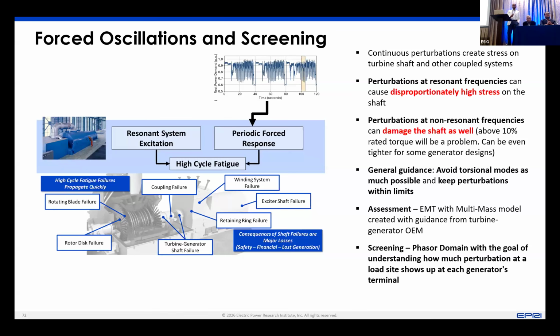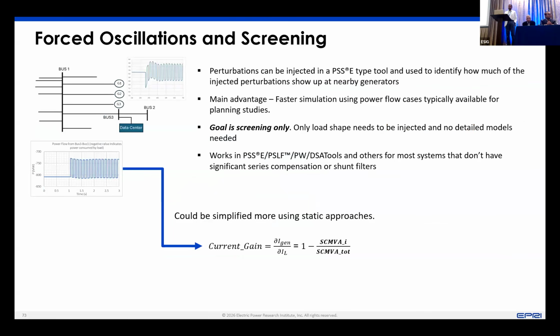Again, this is where the screening part is where phasor domain models can be useful, because they can allow you to do a lot of these things in a very short time. So how do you do that? Well, you can put in perturbations in the system. You can push the load up and down, and you can see how much of it shows up at the terminals of the machine.